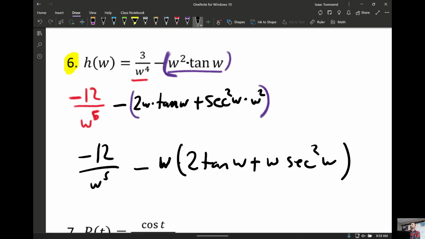Okay, anything that jumps out at you about that one that you didn't think to try? Or you didn't understand where I got it from? Now again, I'm glossing over the fact that tangent is secant squared. I just have that one memorized. You guys will get that over time.